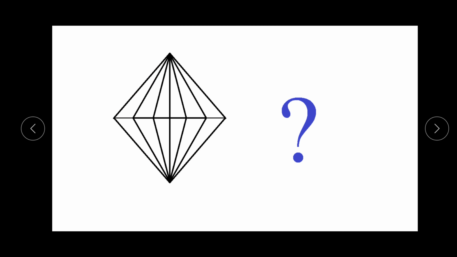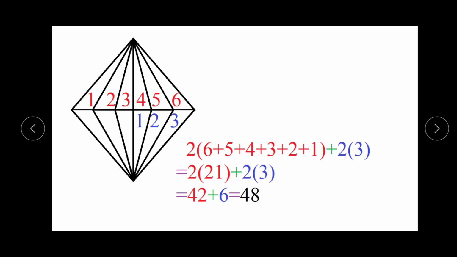If we have to find the triangles in this one, what will we do? You are thinking that first we will count 1 to 6 and multiply by 2, and then we will get the total number of triangles. Yes, we will do this. We will multiply by 2 the sum 6 plus 5 plus 4 plus 3 plus 2 plus 1, but there are also more triangles: one triangle, a second triangle, and a third triangle. It means there are 3 triangles on the left side and 3 triangles on the right side also. So 2 times 6 plus 5 plus 4 plus 3 plus 2 plus 1, which is 42, plus 6 is equal to 48 triangles.